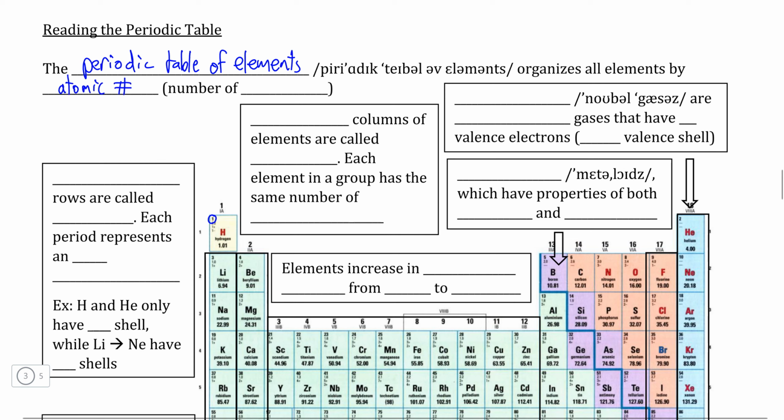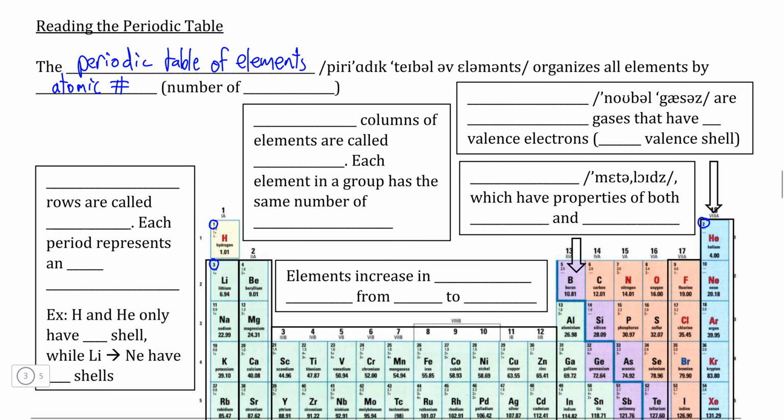So all elements are sorted in numerical order based on their atomic number. So hydrogen has an atomic number of 1, so it is the first element. Helium, as we read from left to right, has the atomic number of 2, so it's element number 2, and then we simply drop down to the second row here where we find lithium's atomic number, which is 3, and so on and so on and so on.